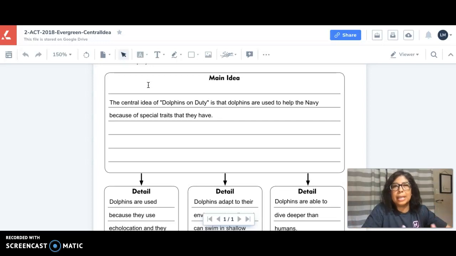We call it central idea or main idea. Usually central idea is what they're using now. But this says main idea, but we are looking at the central idea, which is the same thing.